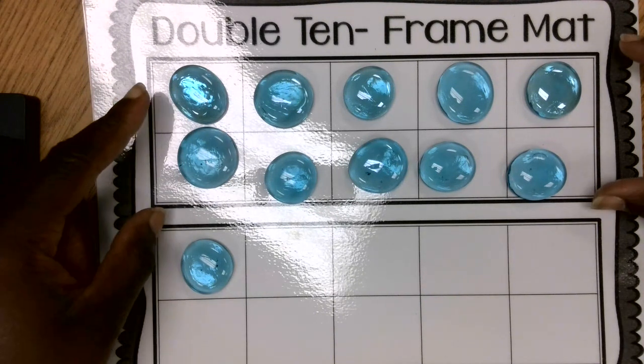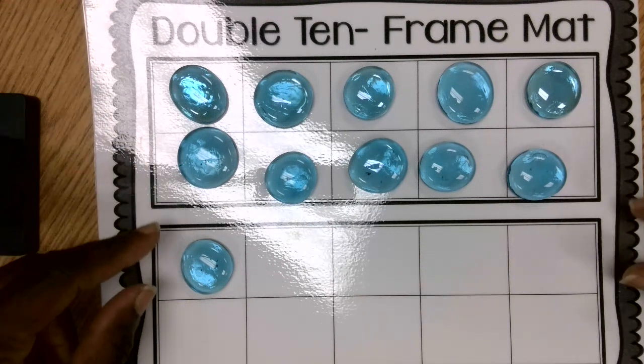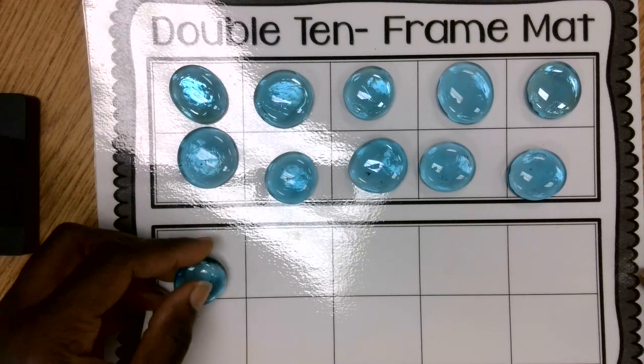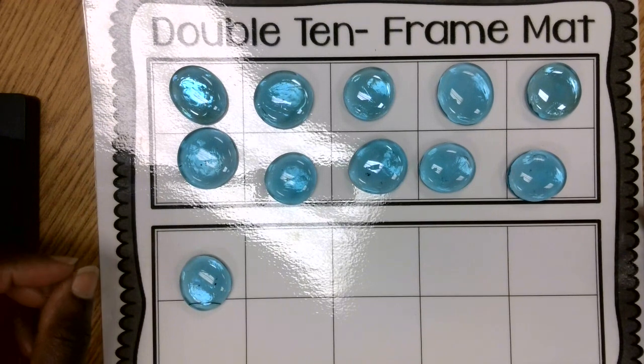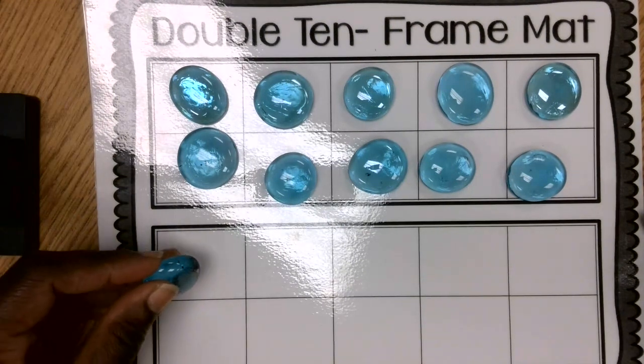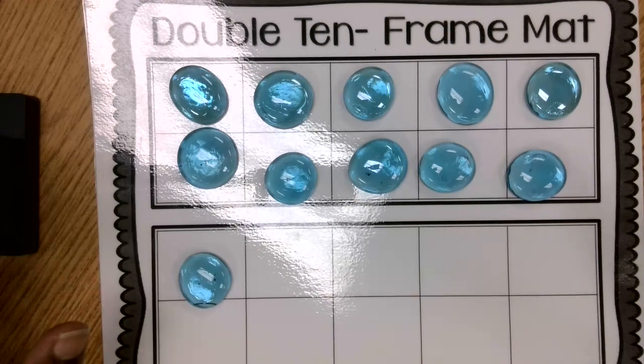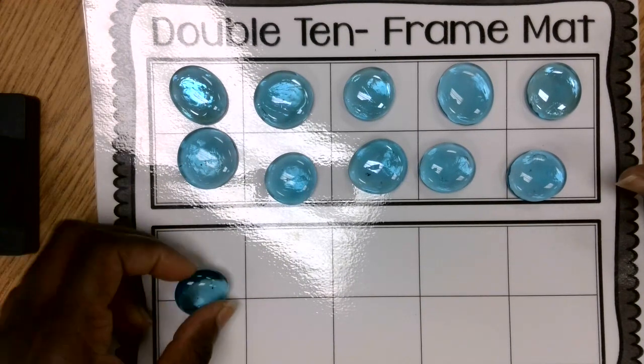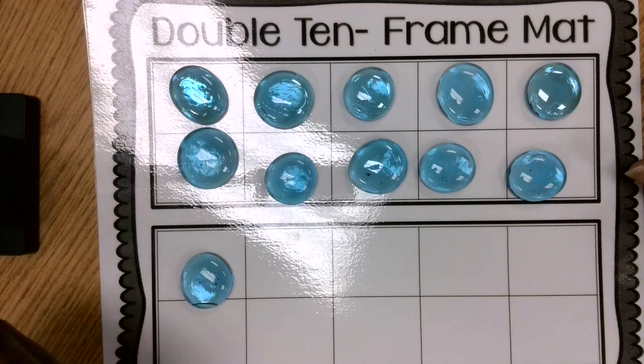We already know we have 10. And if I add one more, how many do we have? 11. So remember, when you're adding, the numbers will get larger. And when we write this, we could write 10 plus one more gives us 11.